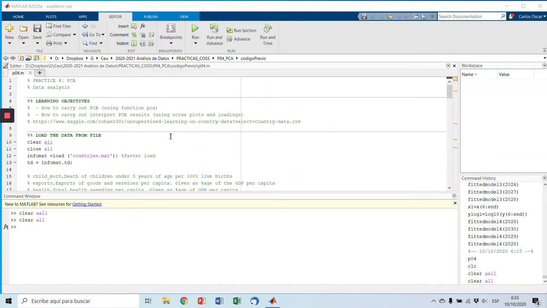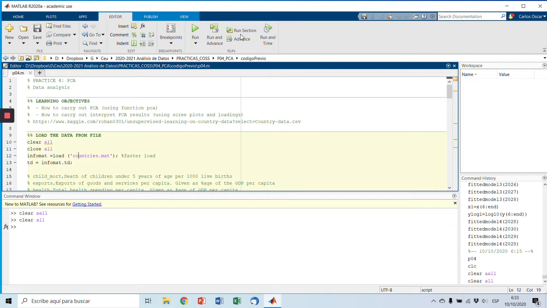We start a new practice this time on PCA. PCA is Principal Component Analysis, and it is one of the unsupervised techniques. So let's, as always, start with data.